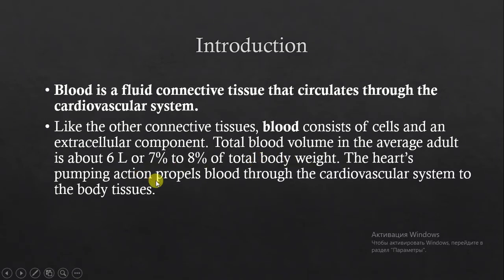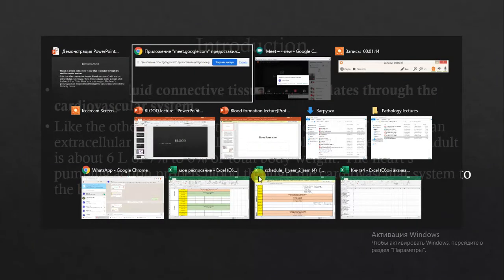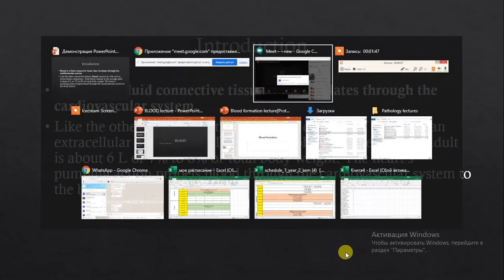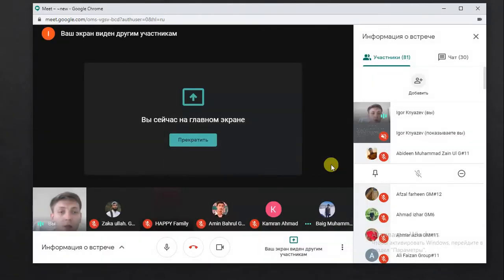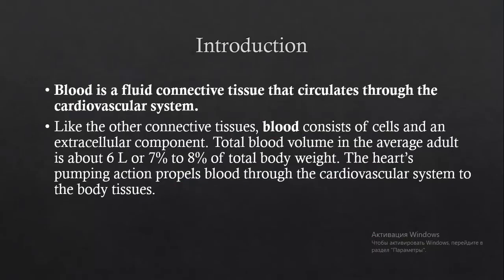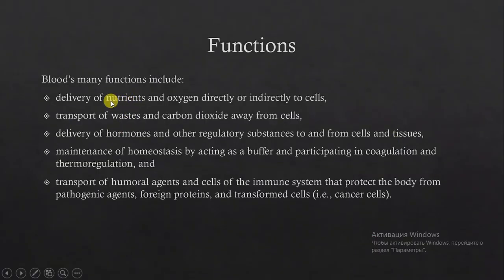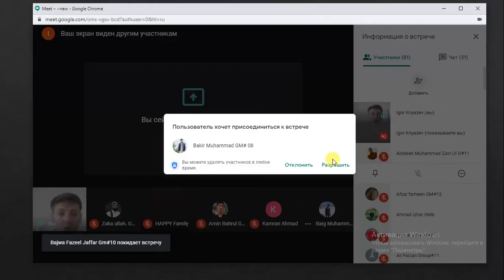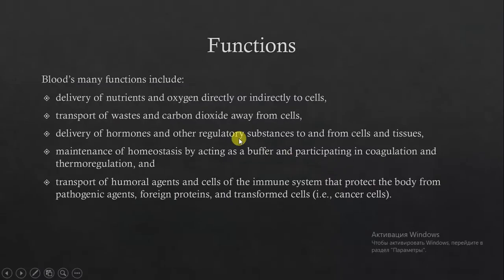The function of blood is circulating, and to circulate it, we must pump the blood along the body with the help of the heart. Blood's many functions include the first and main function that we used to know: delivery of nutrients and oxygen directly or indirectly to cells. That's pretty obvious. If we pump it all over the body, we need to deliver something: oxygen and nutrients.